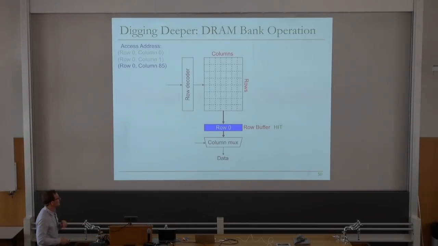There needs to be some metadata in the memory controller, which is in hardware. So it sends a column address, gets the data. Now let's see what happens if the access is to row 1, column 0. The memory controller sees row 0 is open, but we want to access row 1.